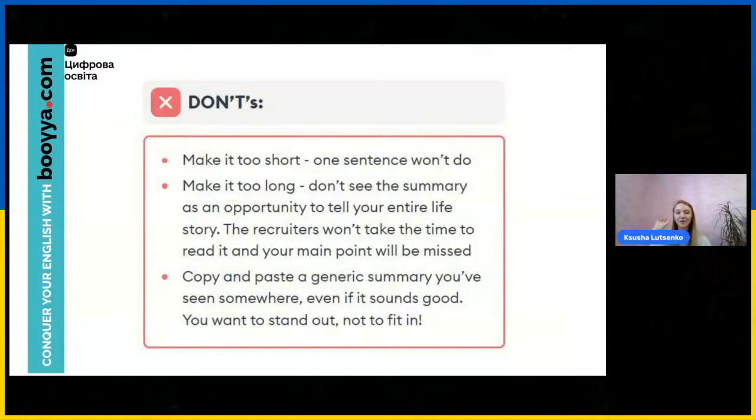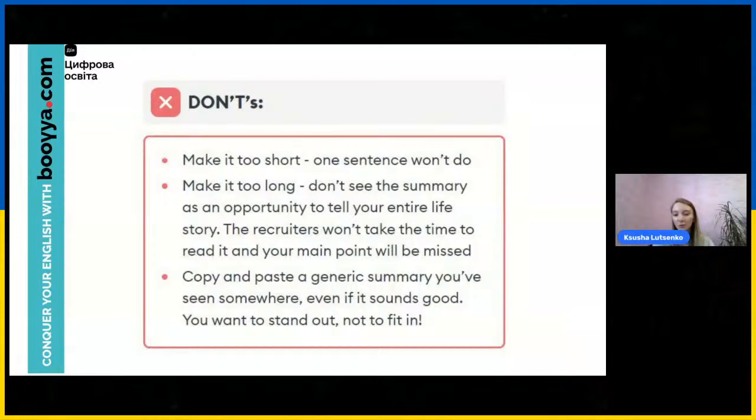Please don't make your summary too short. One sentence won't work. If a recruiter sees that you haven't spent enough time filling in everything you need to fill in your LinkedIn profile, of course, you're going to appear not as a candidate they want to have in their company. Also, don't make it too long.